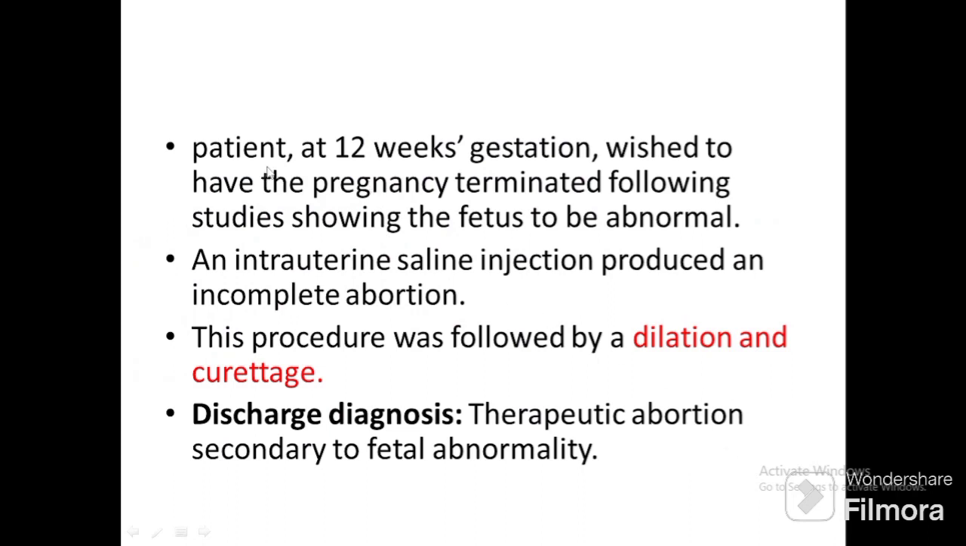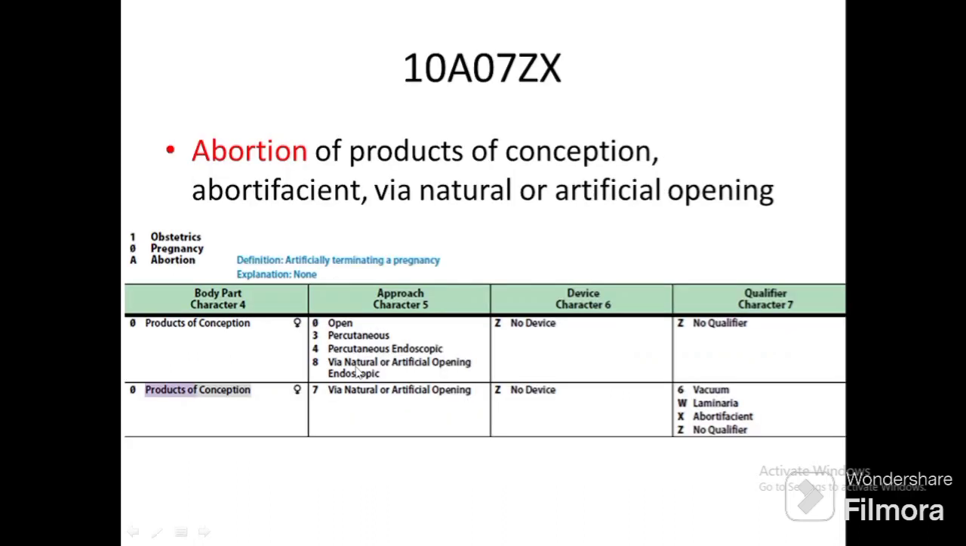So next example, patient at 12 weeks gestation wished to have the pregnancy terminated following studies showing the fetus to be abnormal. An intrauterine saline injection produced an incomplete abortion. See, abortion here. So this procedure was followed by dilation and curettage. So abortion procedure followed by dilation and curettage. So first we should code for abortion. So first we should use the term abortion in the index.